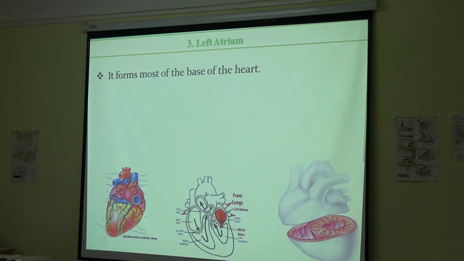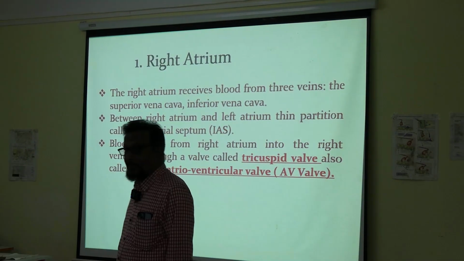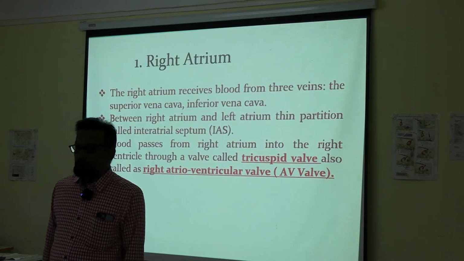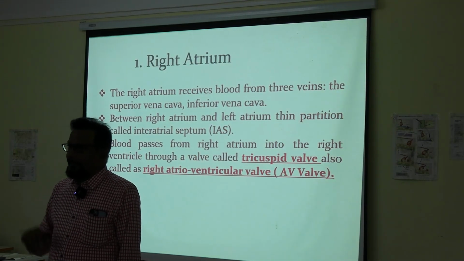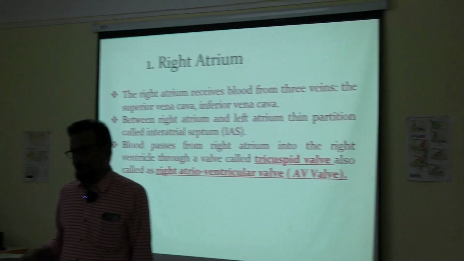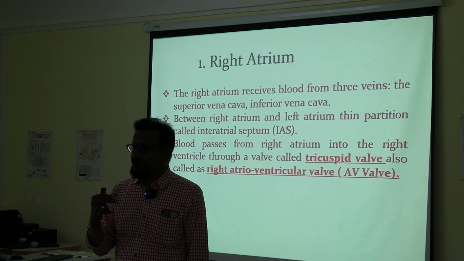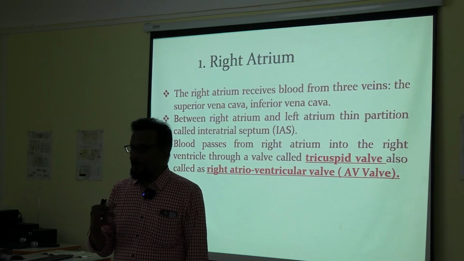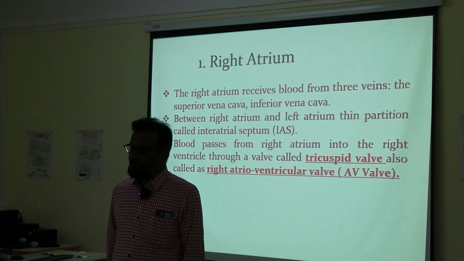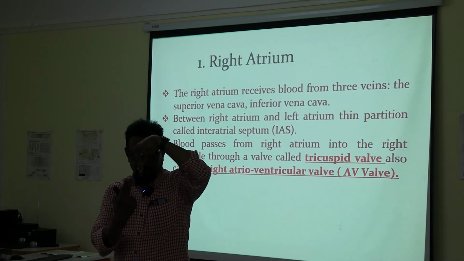Now let us discuss the different chambers of the heart. Right atrium. Don't look at this. Tell me. Every chamber has one inlet, one outlet. What is the inlet of the right atrium? It has two inlets: one superior vena cava, one inferior vena cava.